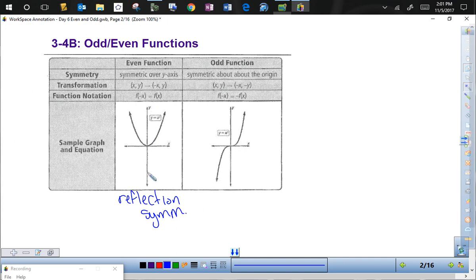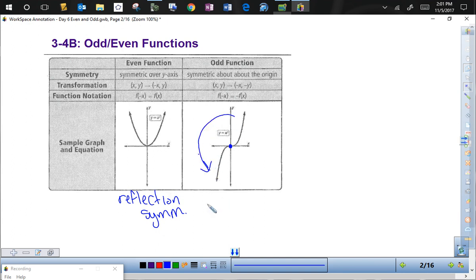Because if we look at the y-axis here, you'll notice this right-hand side will reflect right over to map onto the left-hand side. Odd functions are different because they're symmetric about the origin. So the point (0, 0) is included on this particular graph. It just means that we can take part of our graph and rotate it down to the other portion.